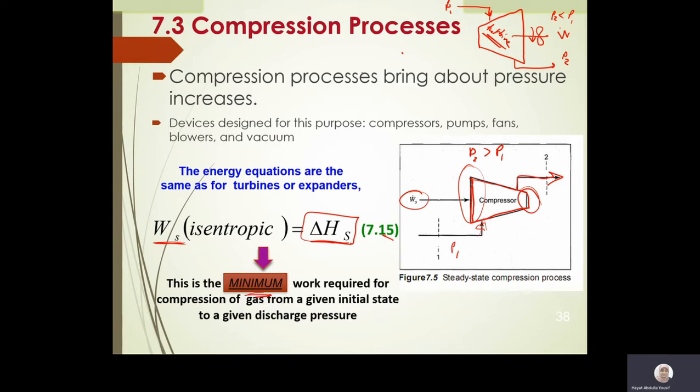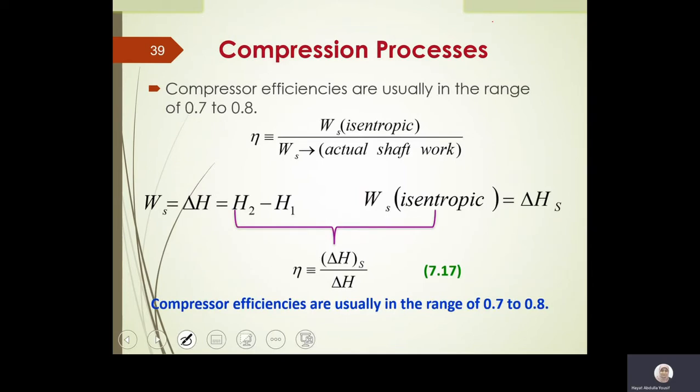And because of that, efficiency is not delta H over delta HS like what we did with the turbine, but it's delta HS over delta H. Same approach as we did before. And again, the efficiency for a compressor ranges between 0.7 and 0.8. You can see it's simple in terms of the concept.